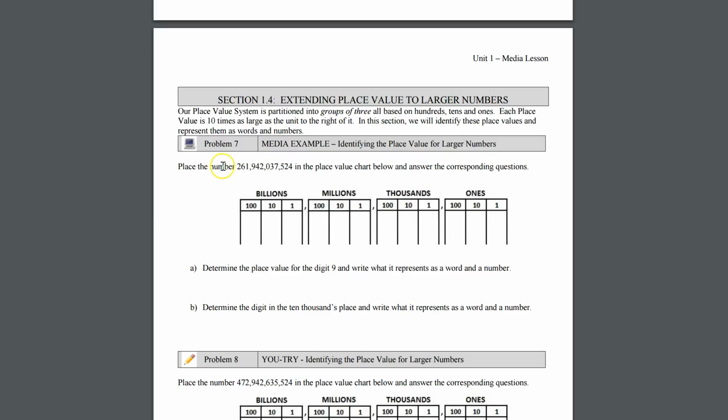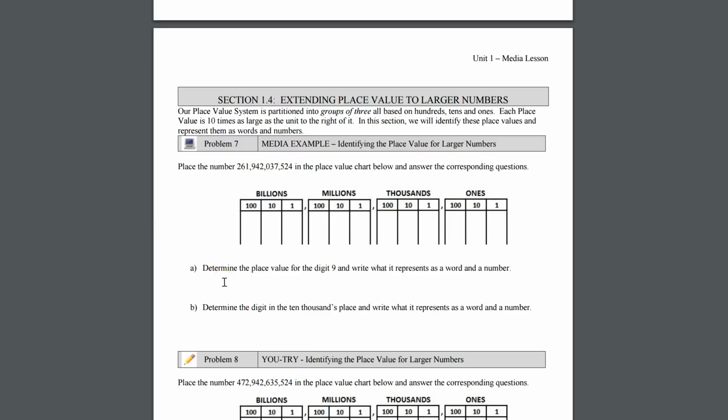When we write these in words, we do put commas, so this would be 261 billion, comma, 942 million, comma, 37 thousand, comma, 524. So the word names in MathAS and in general should include those commas.